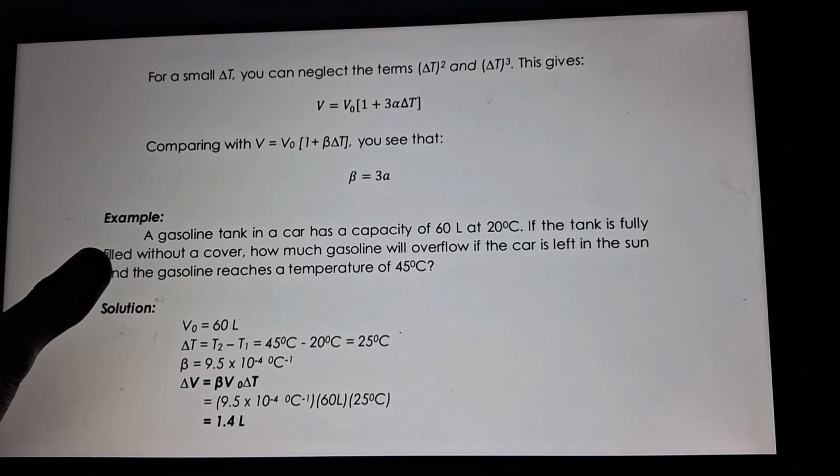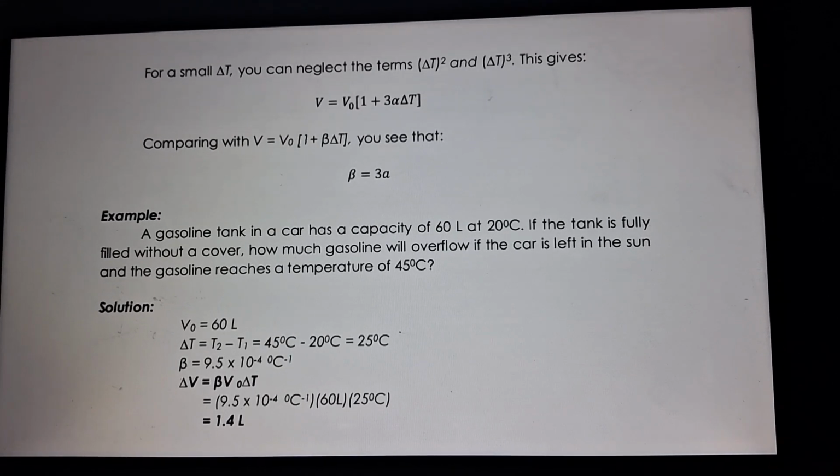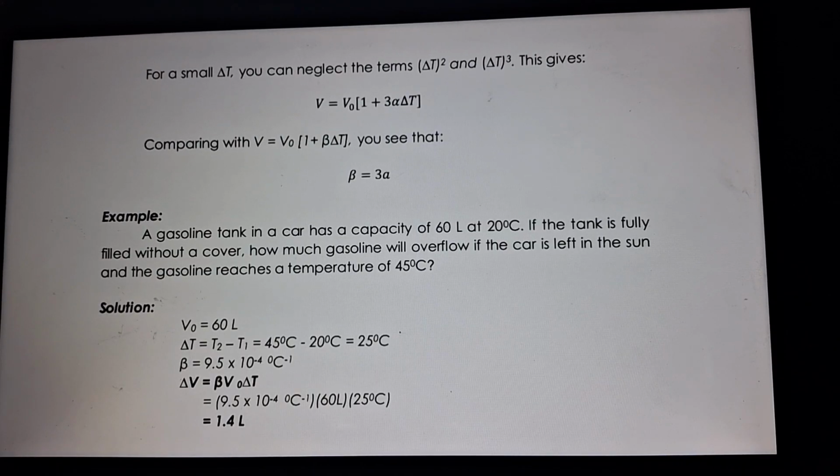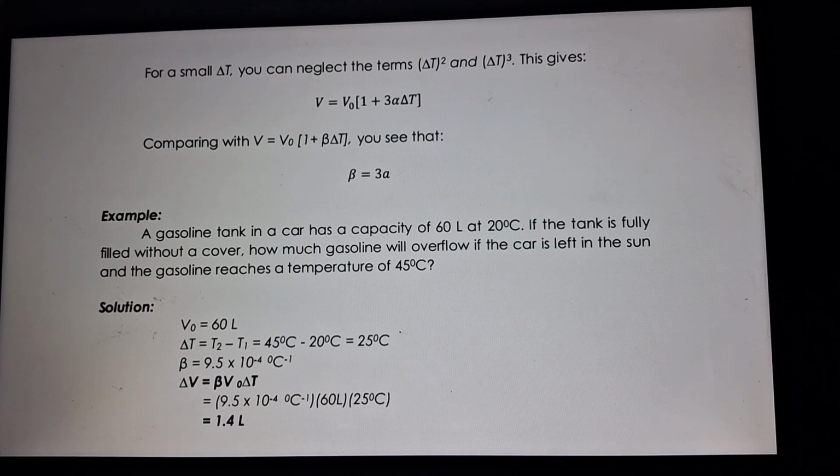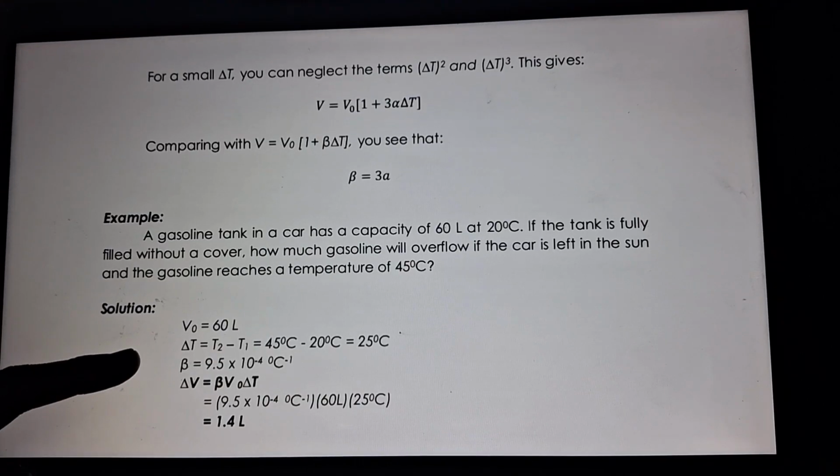Example: a gasoline tank has a capacity of 60 liters at 20 degrees Celsius. If the tank is fully filled without a cover, how much gasoline will overflow if the car is left in the sun and the gasoline reaches a temperature of 45 degrees Celsius? So the initial volume is 60 liters, and we convert the temperature change into Celsius, which is 25 degrees Celsius, because you're going to subtract 20 from 45 degrees Celsius.